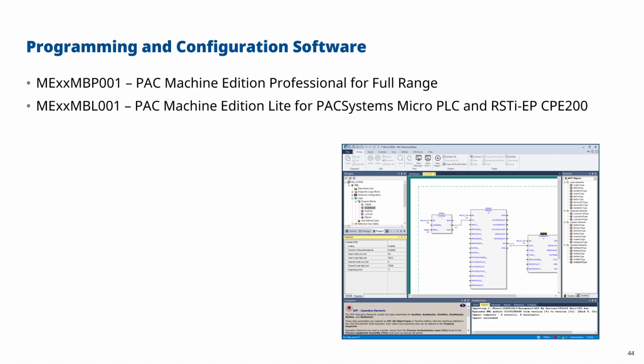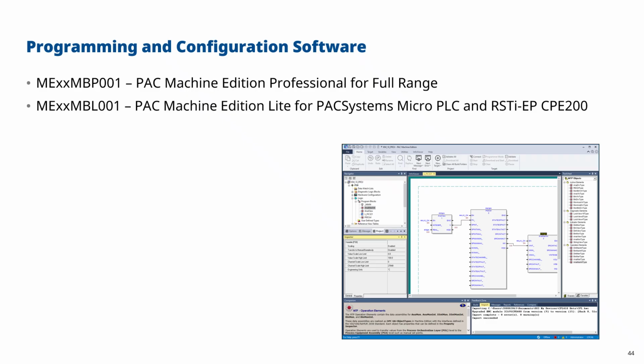So if you're a system integrator or OEM, you may already be taking advantage of our SP OEM packages that include programming software, but for end users, as an option, you can quote the programming configuration software, which is PAC Machine Edition. So to cover the full range, we have PAC Machine Edition Professional, which is ME and then the XX is the number. So these days that would be version 10. So ME100 for version 10, and then MBP001, that's PAC Machine Edition Professional.